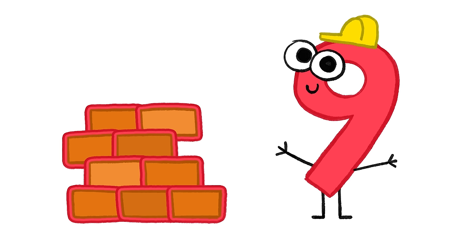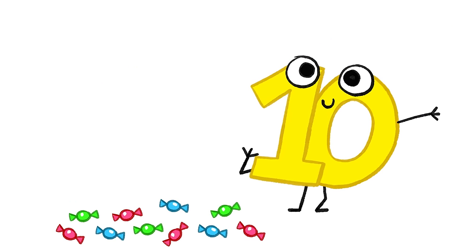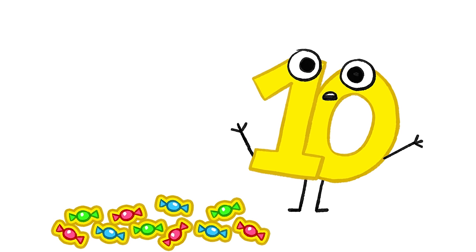1, 2, 3, 4, 5, 6, 7, 8, 9. 9 bricks. 1, 2, 3, 4, 5, 6, 7, 8, 9, 10. 10 sweets.